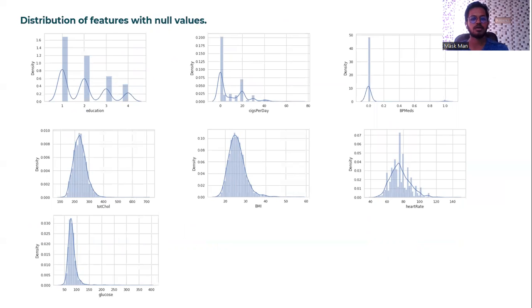And after that, 6 per day. It is a continuous feature because there are more values. And if you see BP meds, there are only two possible values, one is 0 and one is 1. And the total cholesterol is also a continuous feature, and BMI, heart rate, and glucose are also continuous features. So here we can observe that education and BP meds are discrete features, and other than those, all are continuous features.